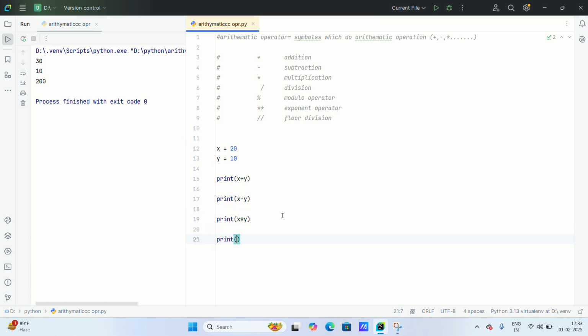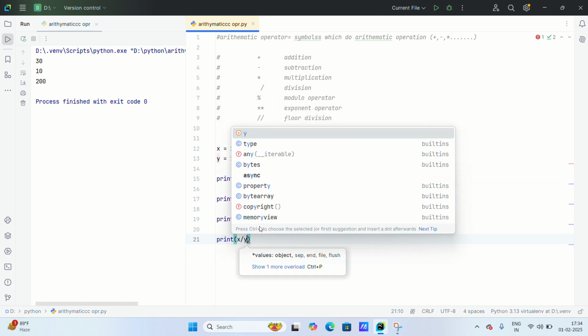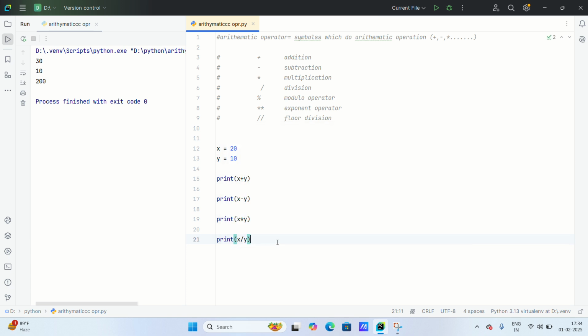Print. Now we are going to see the division operator. For that we have to write x slash y. This is the division operator, and it will give the value 2. As you can see, 2.0. It has given the value in float. It will always give the value as a float.